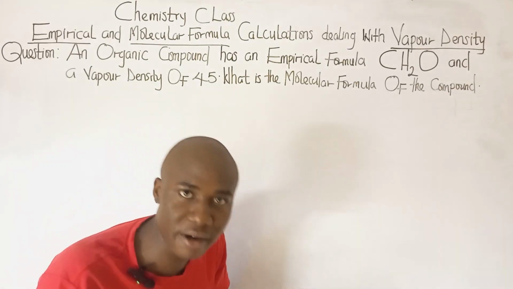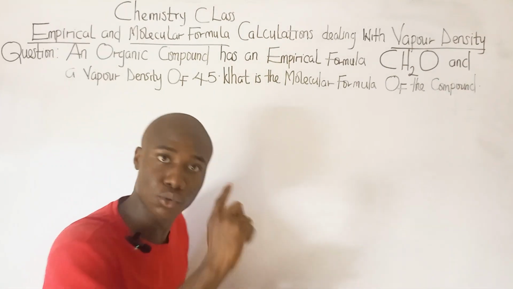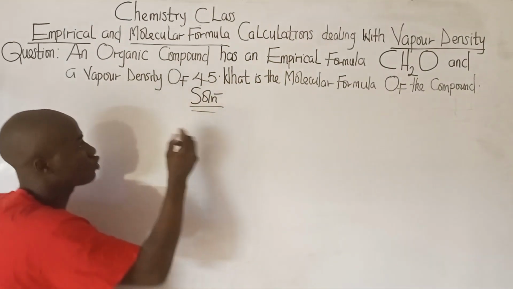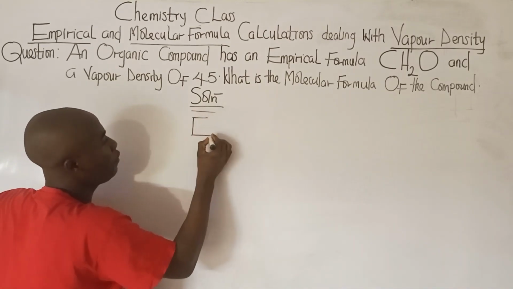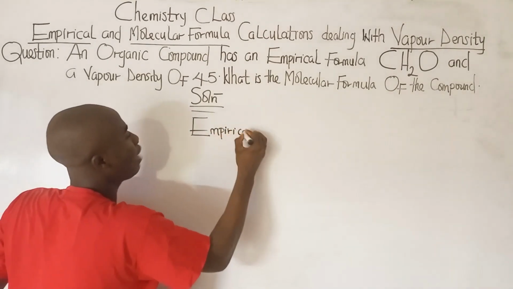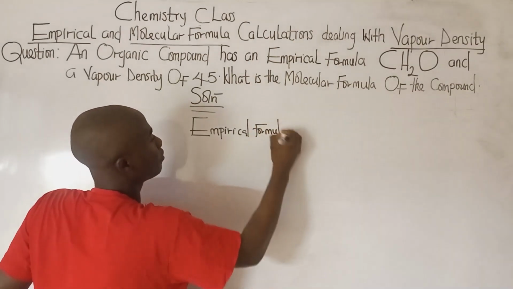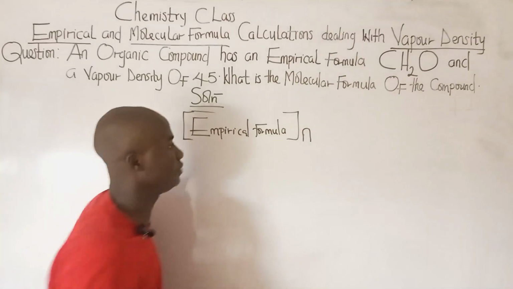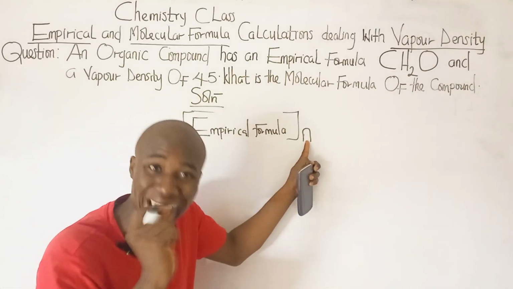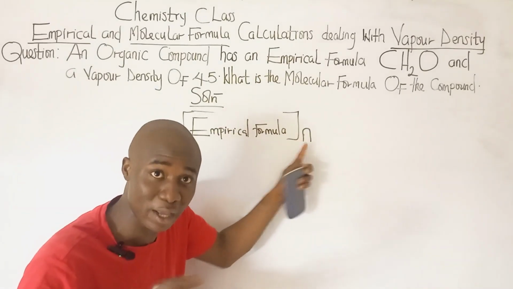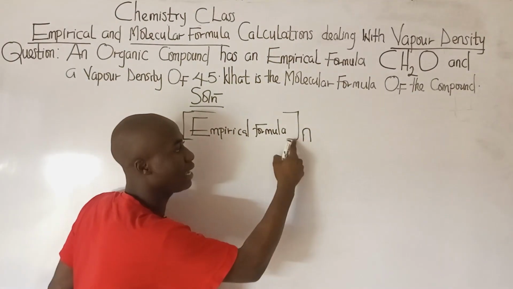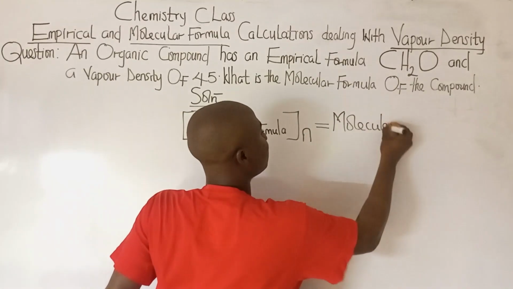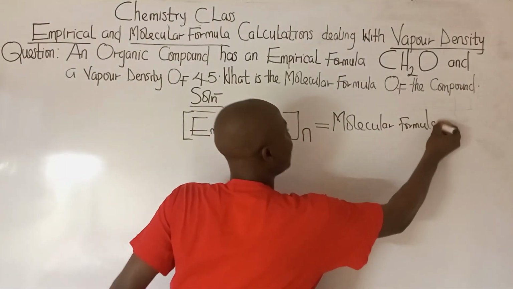Now, to do this is very easy. We have to take note of a formula, which I'm going to write here on the board. First of all, we must write empirical formula, put it in a bracket, and simply write N. This symbol N is what we are trying to determine. As I explain, you get to understand better. So empirical formula in a bracket N is equal to molecular formula. This is very important.